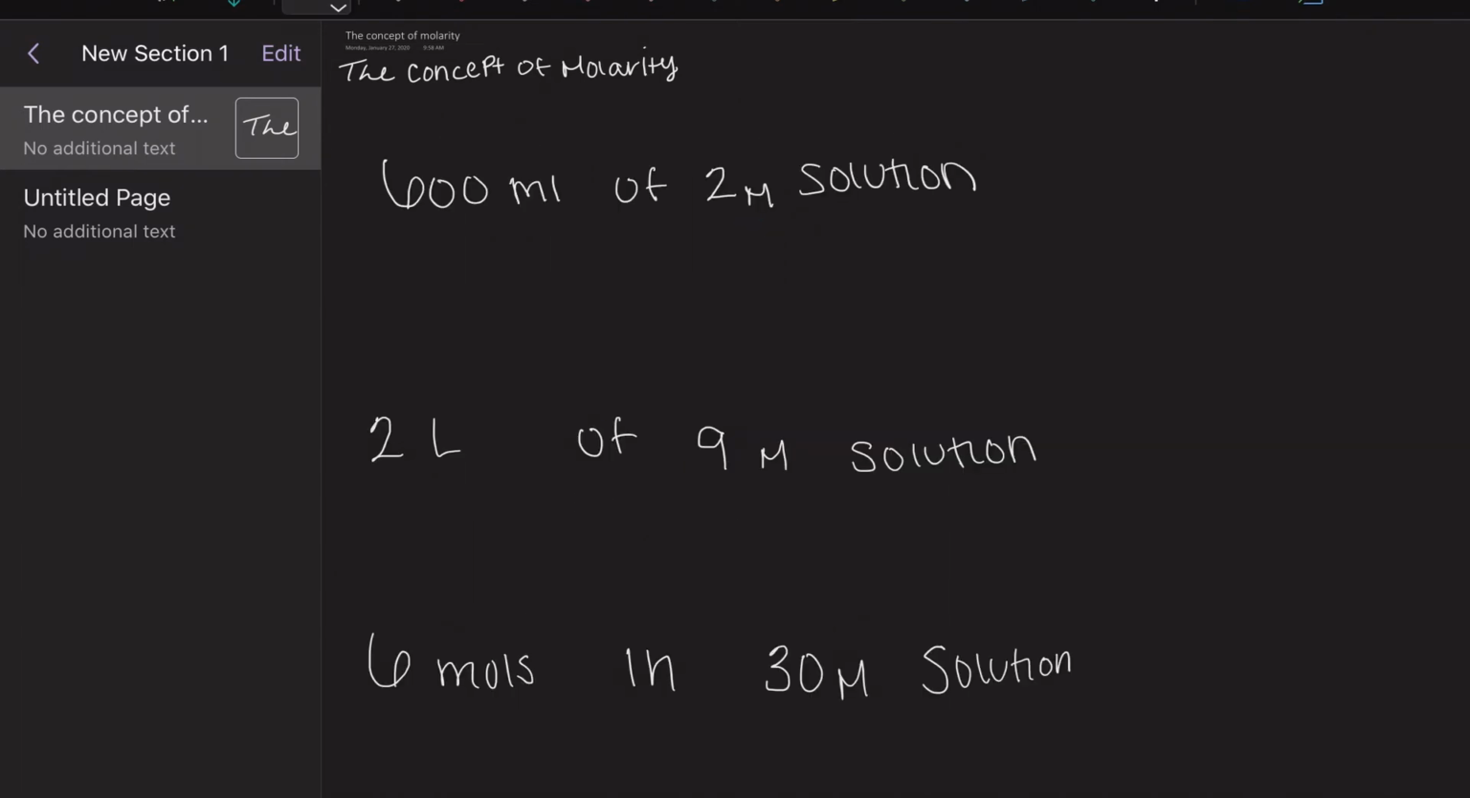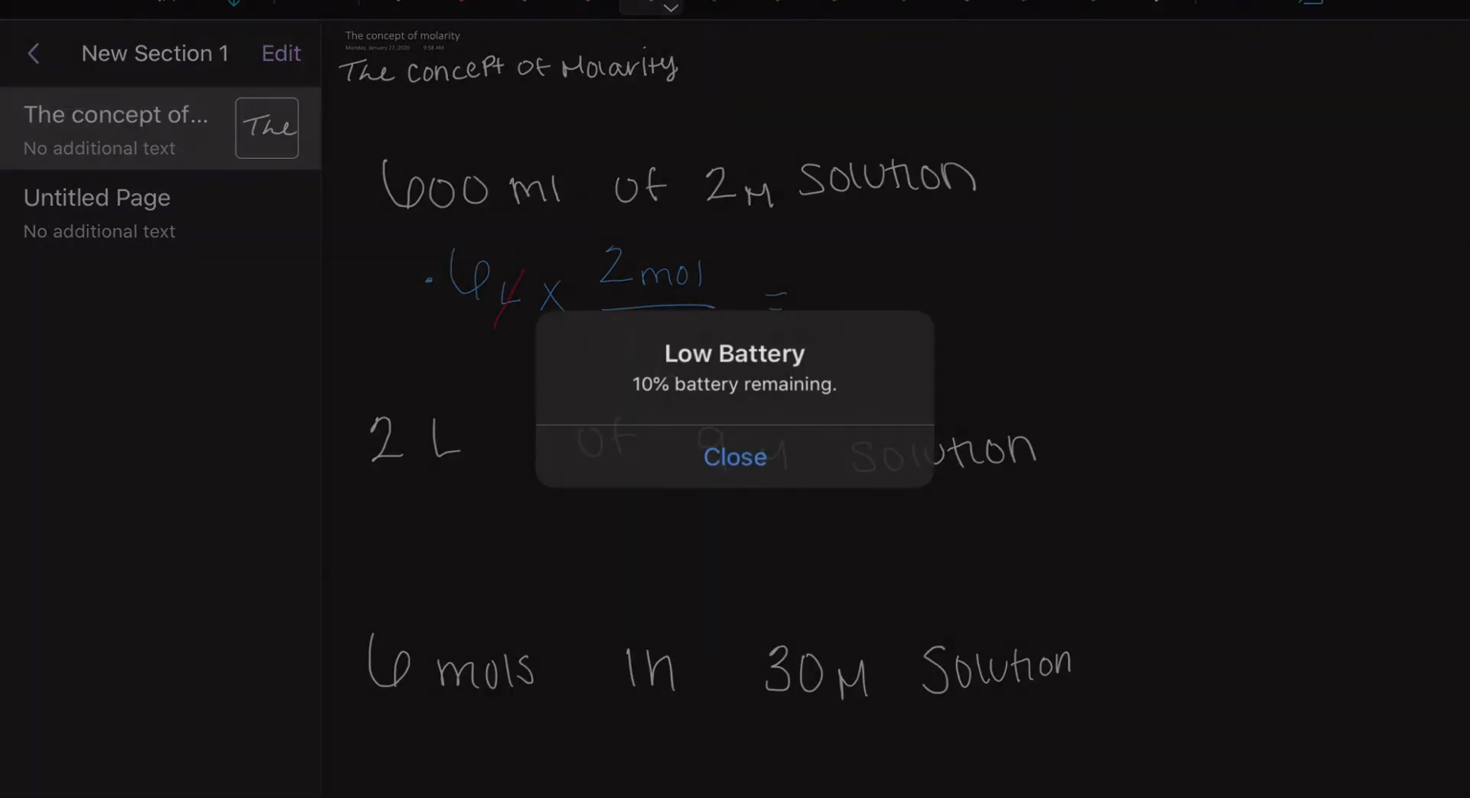When you're given molarity and asked to find moles or liters, it really pays off to understand how to do unit conversions. So let's start with this first one. If we have 600 milliliters of 2 molar solution, how many moles do we have? We know that 600 milliliters is 0.6 liters. And then we can multiply that by 2 molar solution because it's 2 moles per 1 liter. This makes it so that liters cancel out and we're given moles.